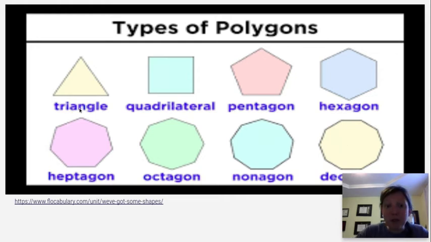Now, except for triangle and quadrilateral, you'll notice that each of these ends in gon. That is because each of these is a polygon. These two just don't end with that gon.